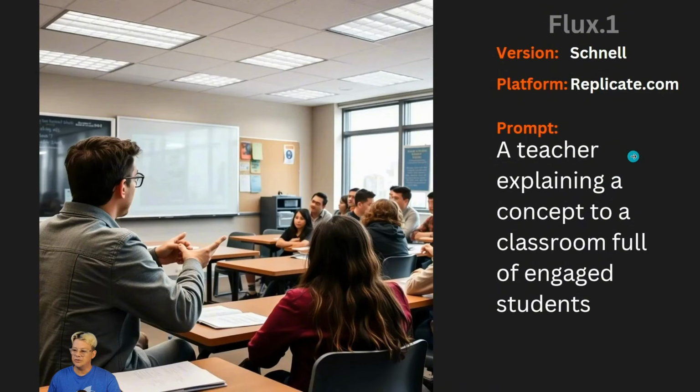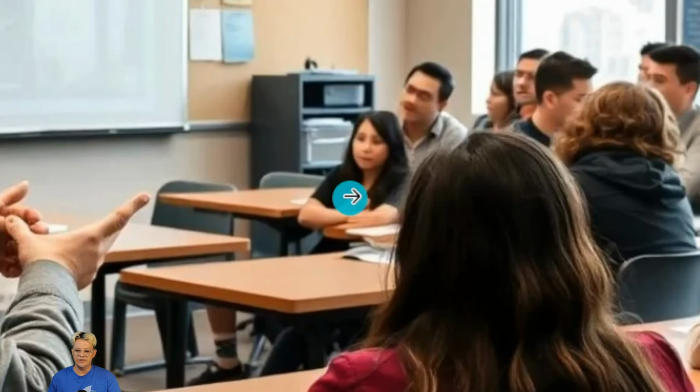Next, we have a teacher explaining a concept to a classroom full of engaged students. This is what Schnell gave me using replicate.com. I had to stop and look at this one for a minute because I couldn't find the teacher, and then I realized I guess it's this guy sitting over here. I was a bit confused about the organization of this classroom. We got one dude turned around over here, and everybody it looks like is huddled up in this corner. And then the faces. If you look at some of these faces in the distance, like this guy and this one, not so good.